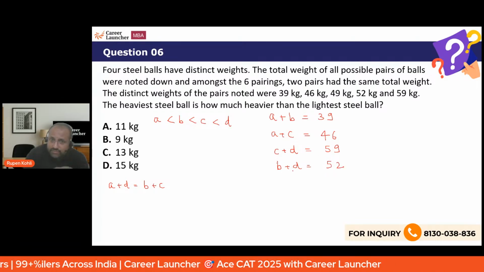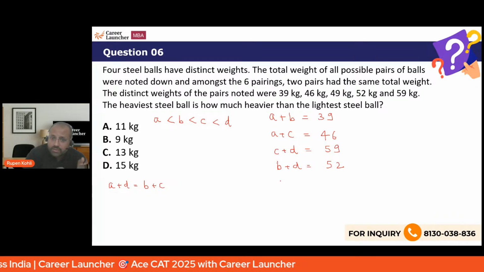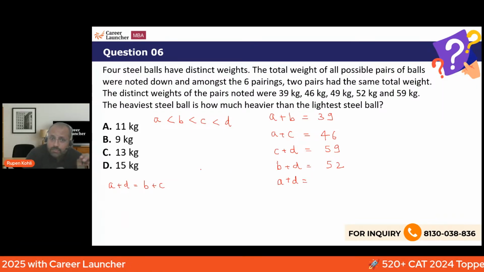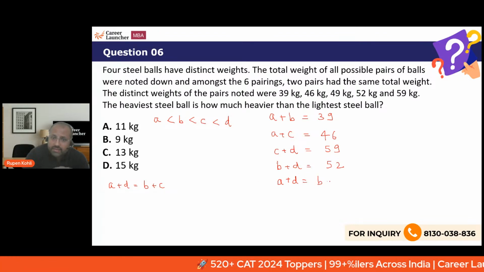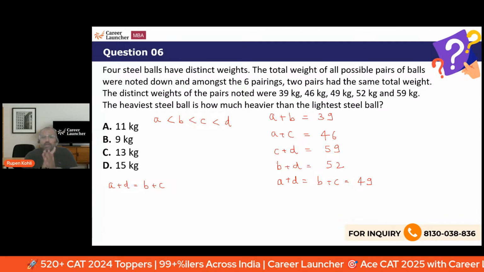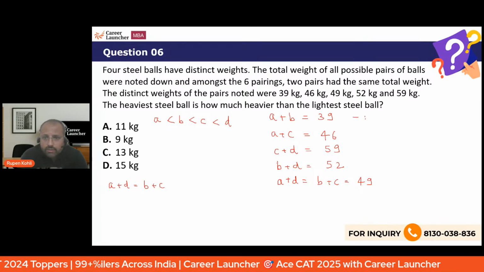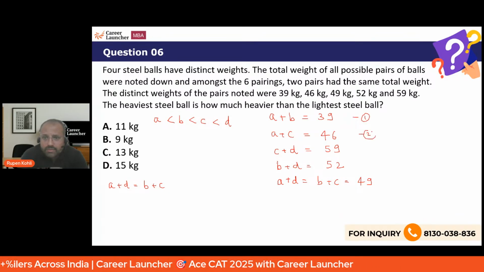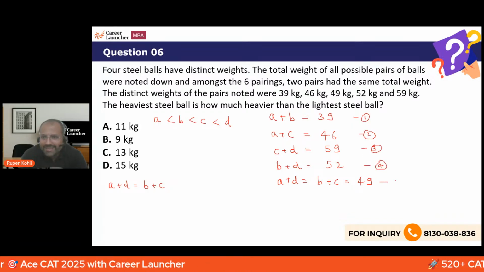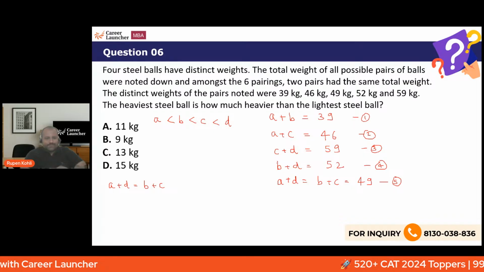So having written these four combinations, it makes perfect sense for us to now conclude that it is this middle value 49 which must be linked up to the A and D or B and C, right? So A plus D equals B plus C equals 49. Now we have a lot of equations to solve for the four variables. In fact, we have actually now 5 equations in 4 variables, right?